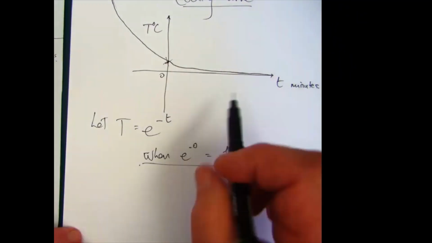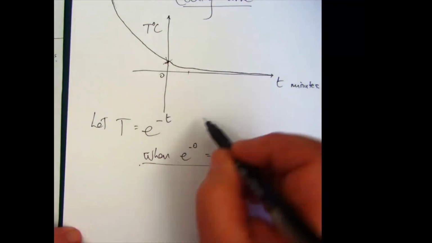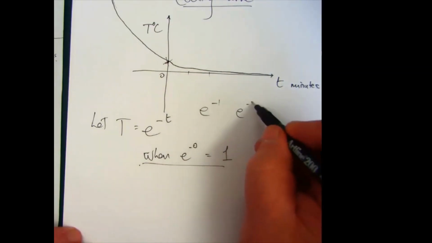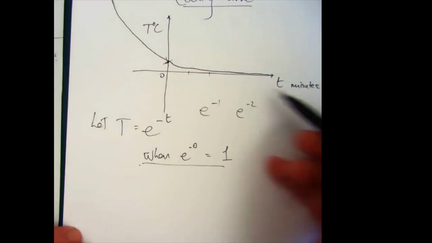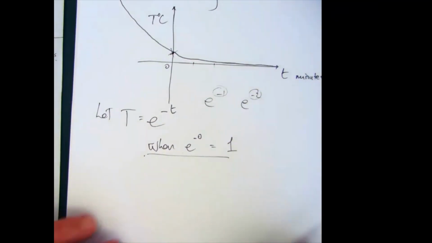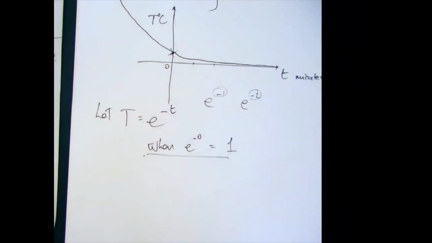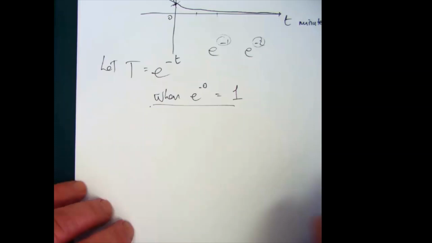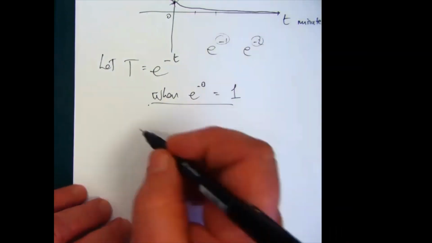We know that it does because if this was 1 minute, this would be e to the -1. If this was 2 minutes, it would be e to the -2. So it's dropping down. All right? The negative power there means that it's actually dropping down. So that's the sort of thing that we're after. Now, how does this affect you? Well, engineers often have to do problems like this.